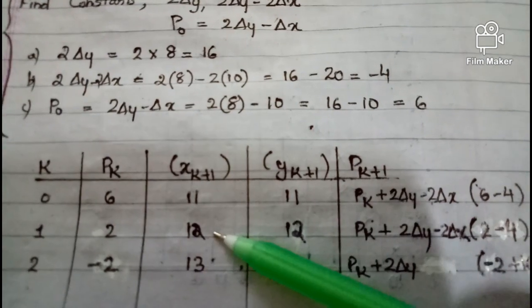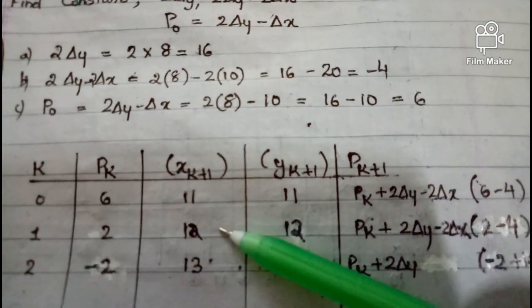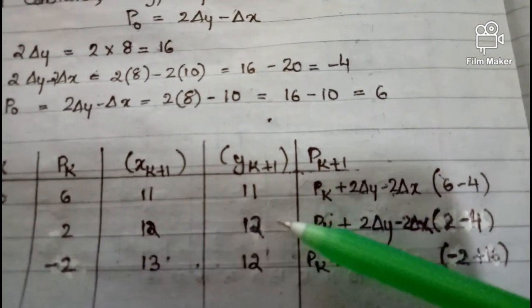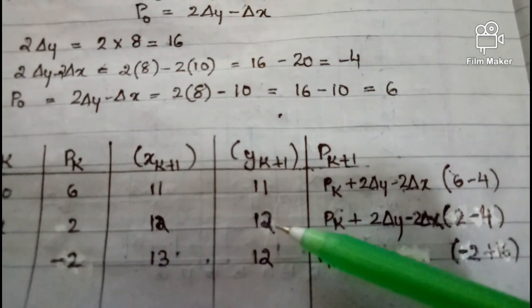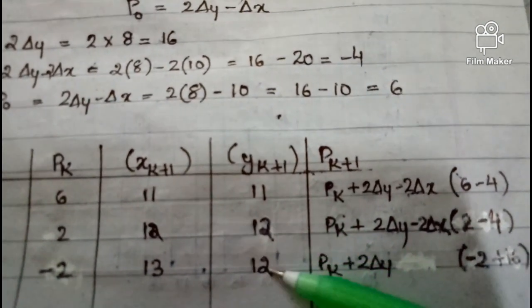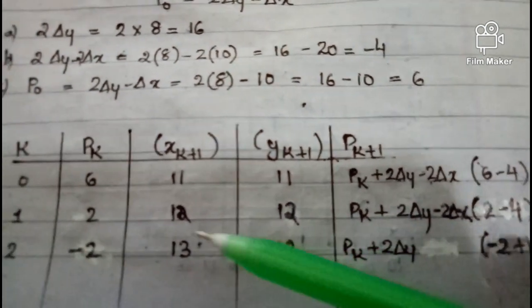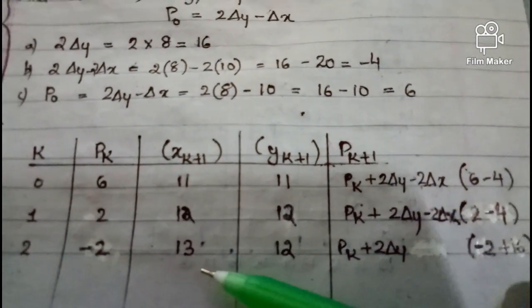That means from 12, x became 13, x incremented, but y will not increment, y will be the same value. That is, the next value of y will be the previous value of y itself. Y will not have any change, only x increments.